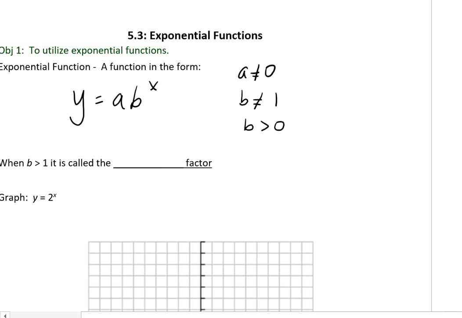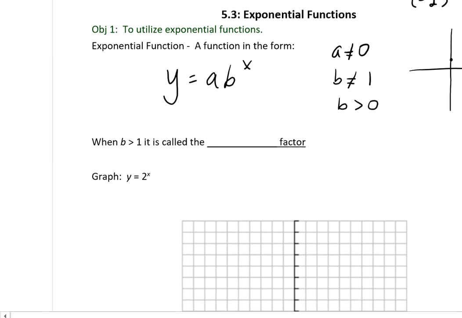because, and it also can't be 0, but it can't be negative because if I had like a negative 2 to the x, what's going to end up happening is you'll have something that's like up here and then down here and then up here and then down there, and you're not going to get a nice continuous function. It'd be a discrete graph.